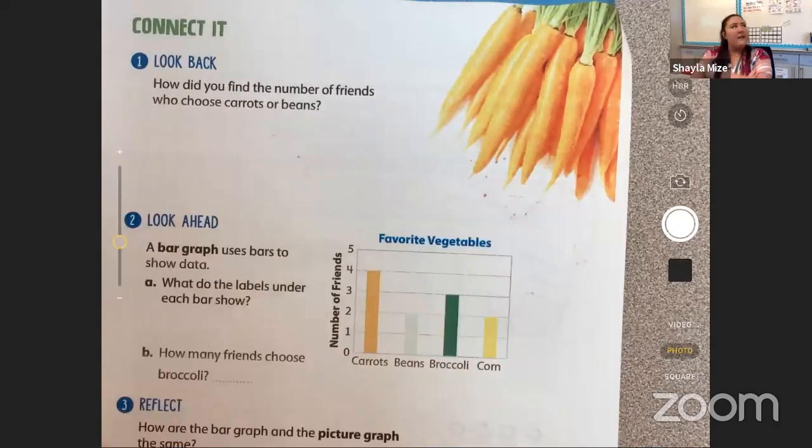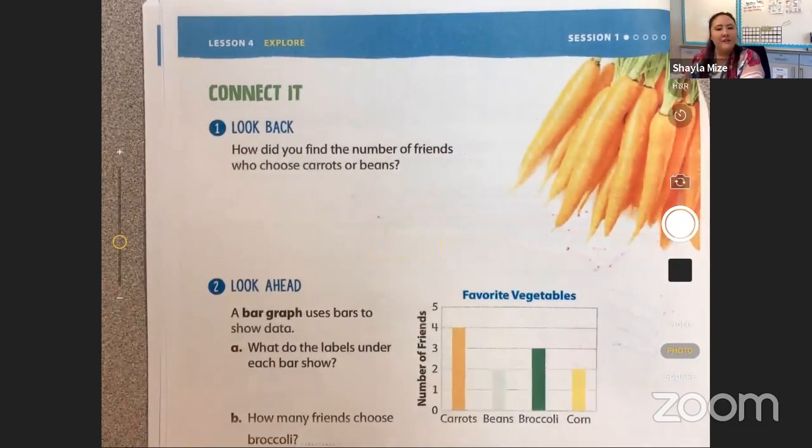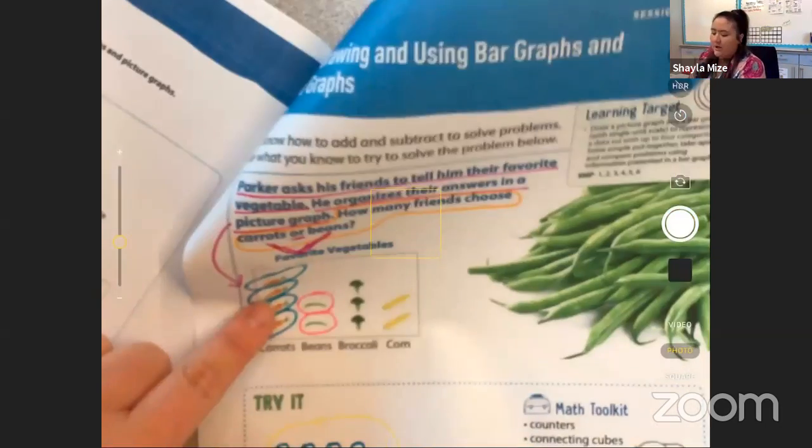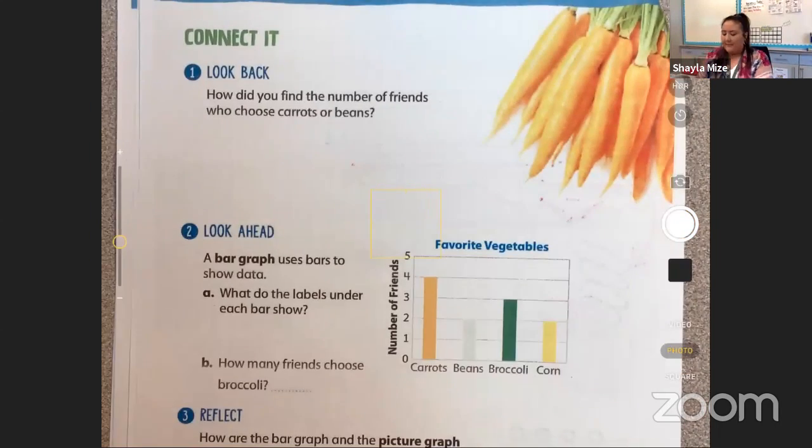How did you find out that number? I'm gonna call on a friend. How did you find out how many carrots or how many beans? What did you look at? Let's see. Kendall, what did you look at?